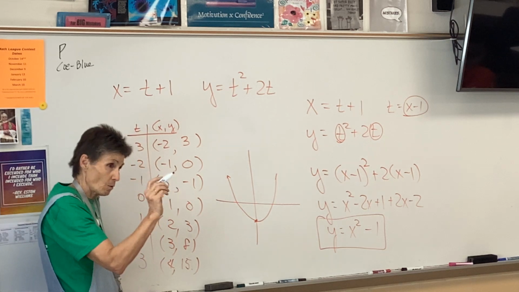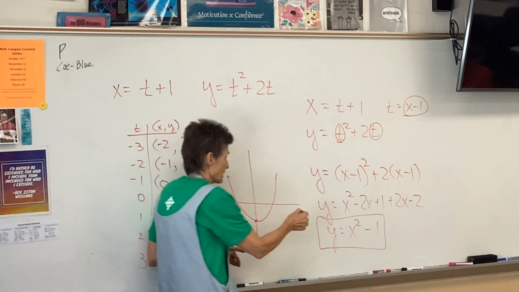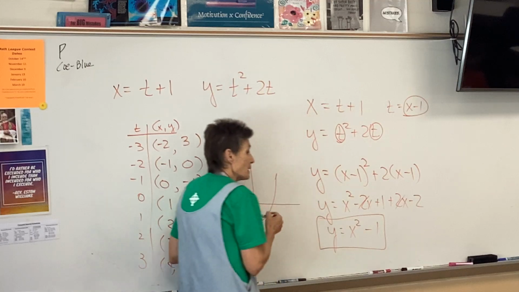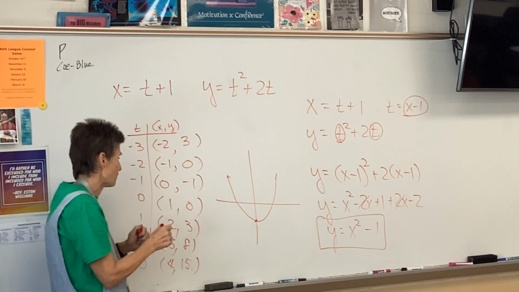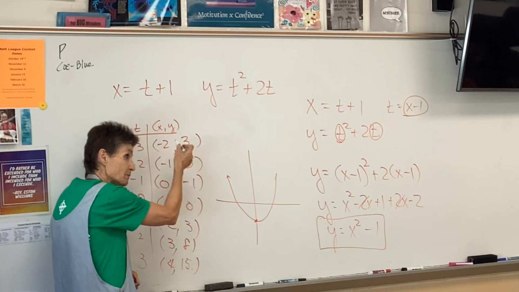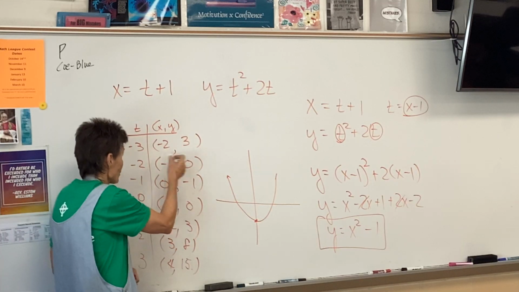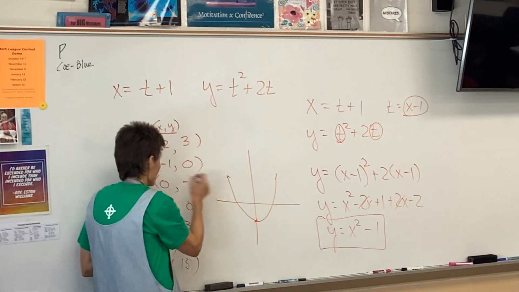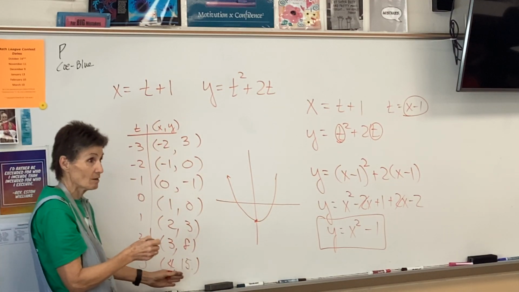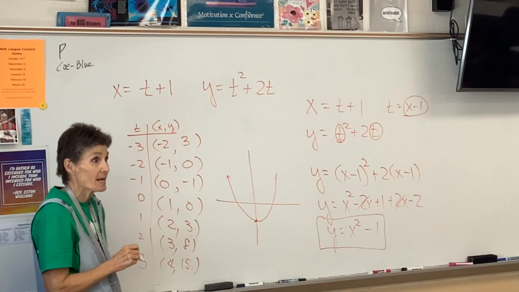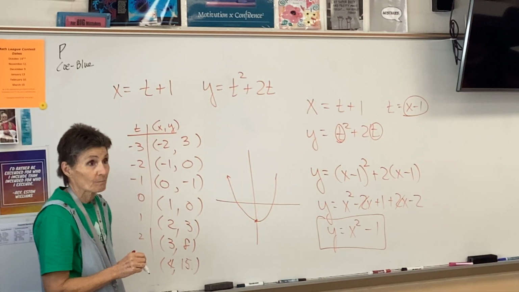Maybe this one worked out nicely because these canceled, but what if they didn't? What if you had another thing in there that was messing everything up? Remember, you already found the ordered pairs. So -2, 3, -1, 0, 0, -1. You have points here. So just plot them back here and connect them. Right?